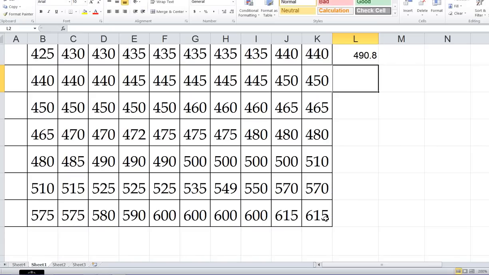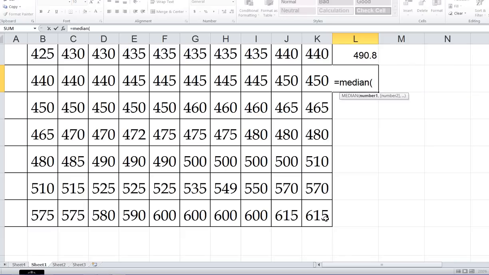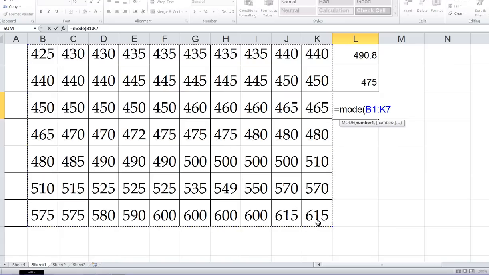So $490.80 would be the average rent for all these apartments. Now we can find the median, similarly: equals median, open parentheses, select the data, hit enter. $475 is the median. And the mode: equals mode, open parentheses, select the data, and hit enter.